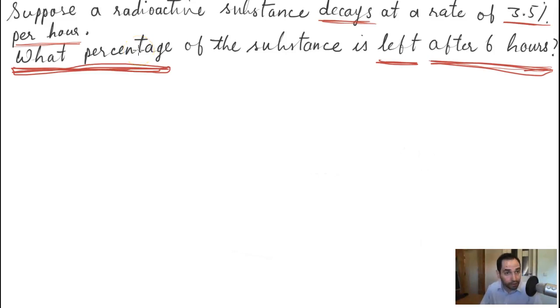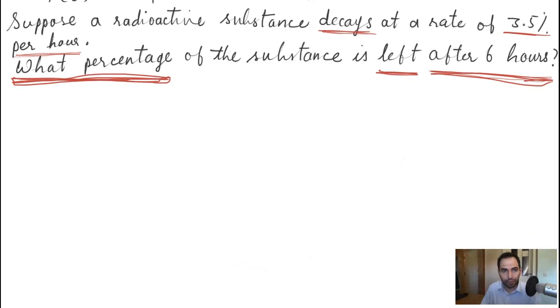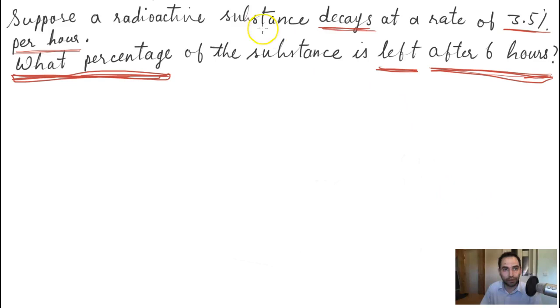In this video we have this example of exponential decay that we will do. So the question is, suppose a radioactive substance decays at the rate of 3.5% per hour. So what percentage of the substance is left after 6 hours?